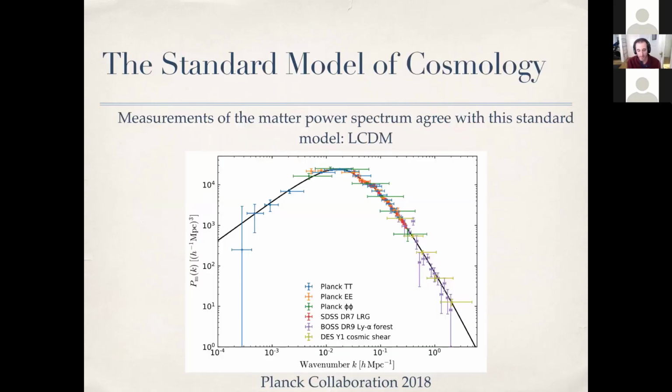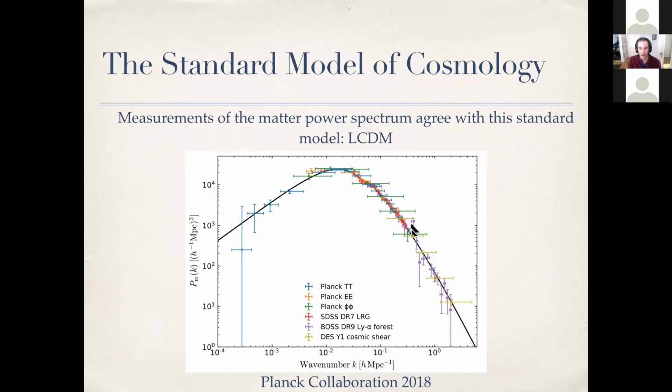And we've been doing just that for the last many years. And I think this figure here summarizes quite nicely the state of the field. This is taken from the Planck CMB analysis that was released in 2018. What I'm showing here is the matter power spectrum, looking at the variance of the matter field as a function of inverse scale, wave number k. On the left-hand side is larger scales, and then going further right, you get to smaller scales.